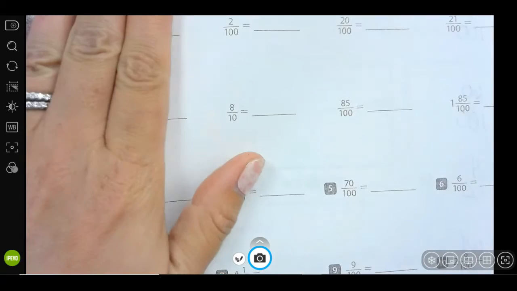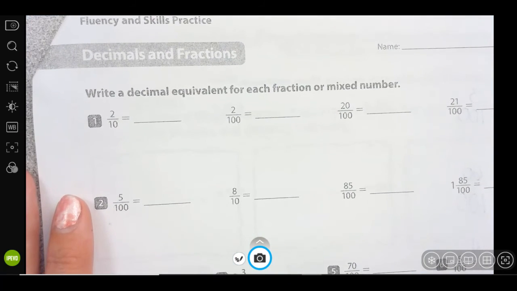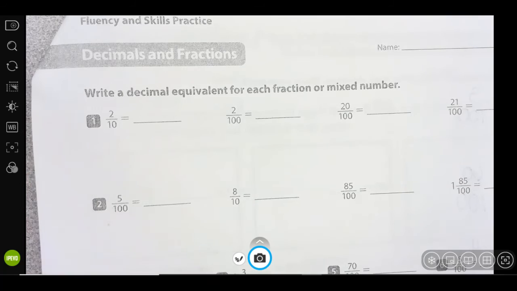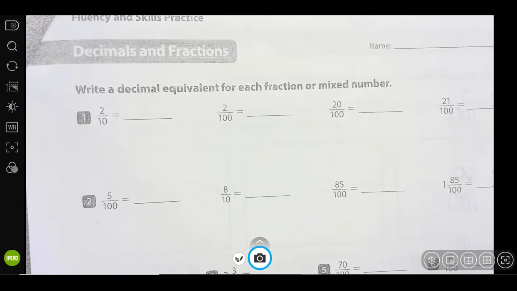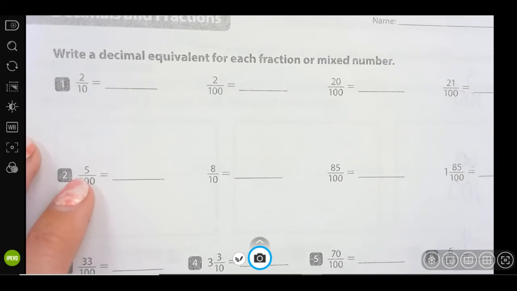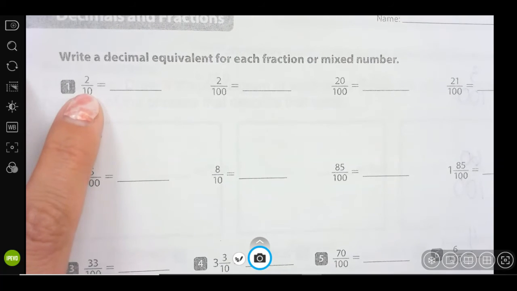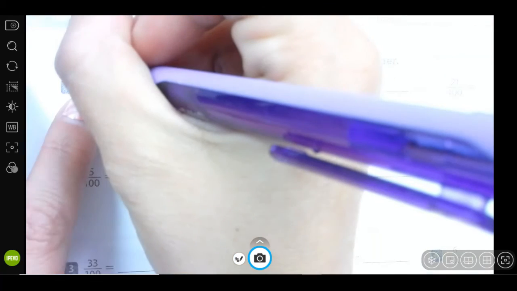Okay. Go to this page in your packet, the other page. Now we're working backwards. Before we were going from a decimal to a fraction, now we're going from a fraction to a decimal. This is easy peasy. You just got to train your brain to look at it. So let me help you.